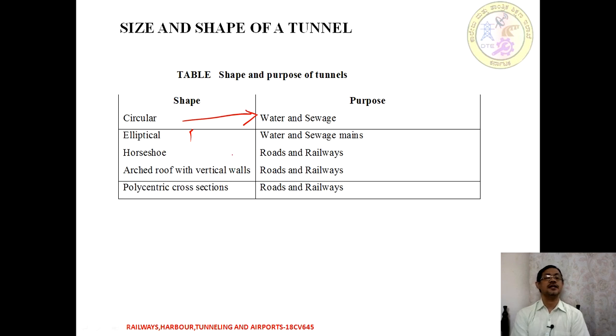Next is the elliptical type. Wherever we have a water main or a sewage main, we look to the elliptical shape. Suppose the function is transport for roads and railways, then we can use the horseshoe type, arched with vertical wall, or a polycentric cross section. So these are all different shapes of a tunnel, used for different purposes.